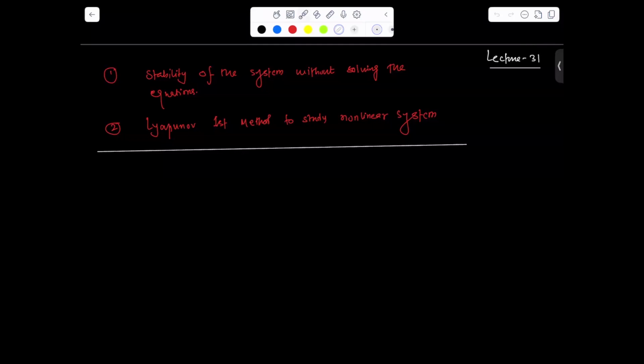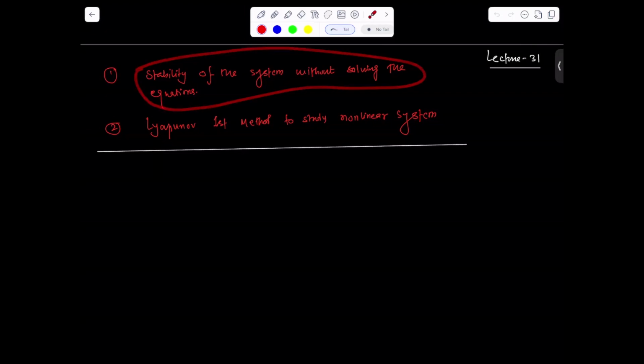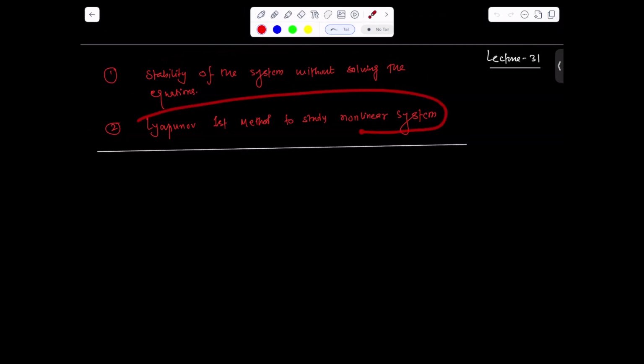Hello everyone. In today's lecture, we'll be discussing how we can do the stability analysis of the system without solving. Here we're going to study the Lyapunov method, based on which we can comment whether the system is stable or not. And also we'll cover Lyapunov first method, where we can study the system stability also by solving the full dynamics of the system.